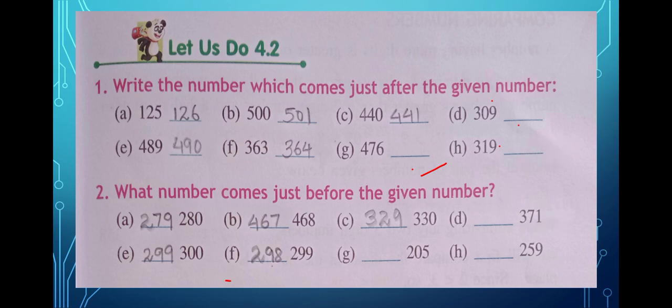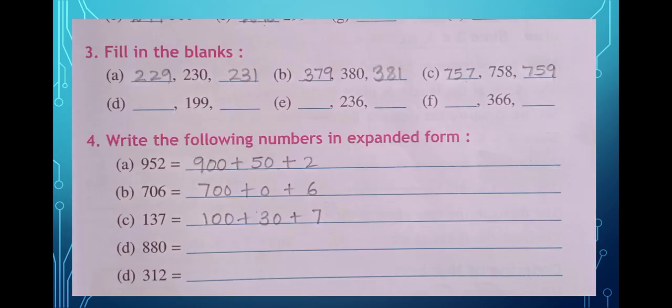Alright children, now let us go to the next question. The next question is fill in the blanks. That means here you have to write down what comes before, and here you have to write down what comes after. So 229, then 30, then 31. Okay, so before 380 is 379, and after 380 is 381.